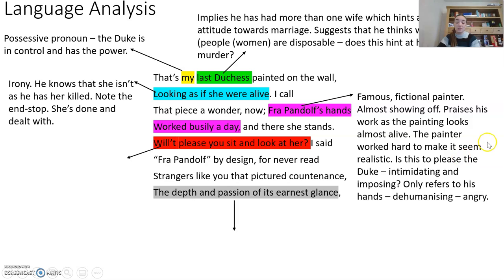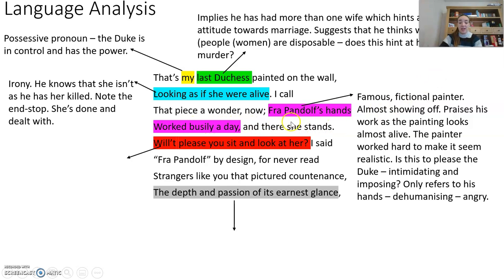Does it make the Duke seem intimidating and imposing? Also, the Duke only actually refers to his hands, who worked so hard, which is quite dehumanising about the painter. It doesn't actually celebrate his talent or his vision, just more about what his hands can paint.